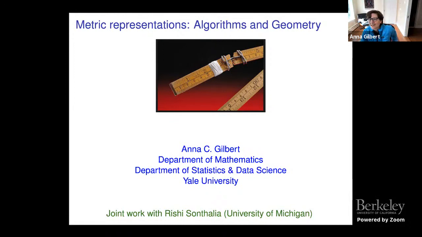Okay. So this is joint work with Rishi Santalia. He is now at UCLA. This work was done when he was a graduate student at the University of Michigan, and I'm going to talk about how to represent data.